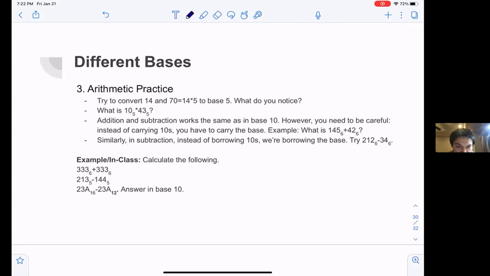You can type your answer in chat when you're done. And we are just doing 10 base 5 times 43 base 5. I'd like to clarify we aren't doing anything else right now.